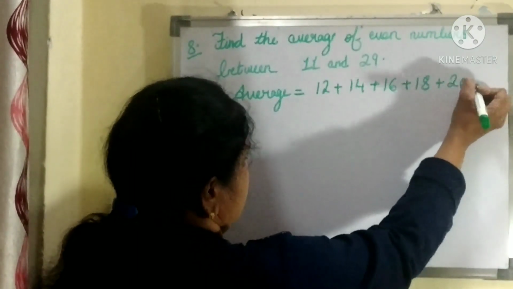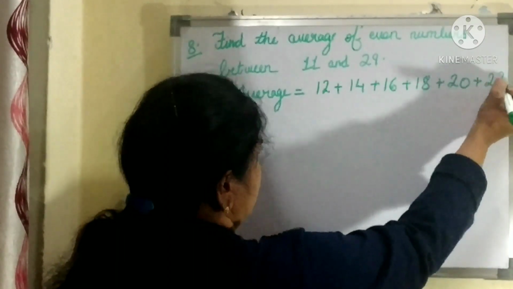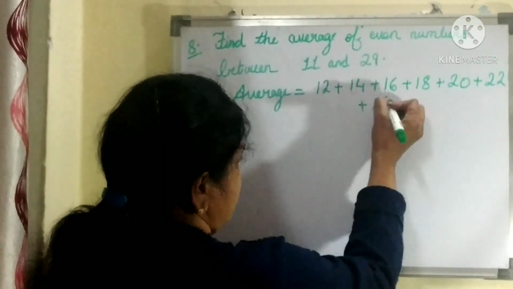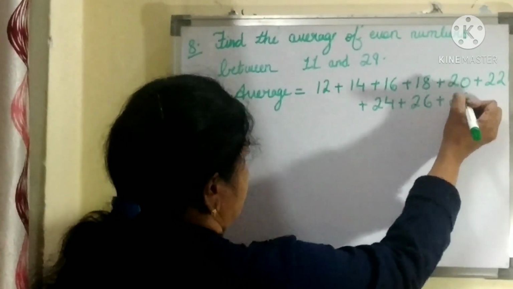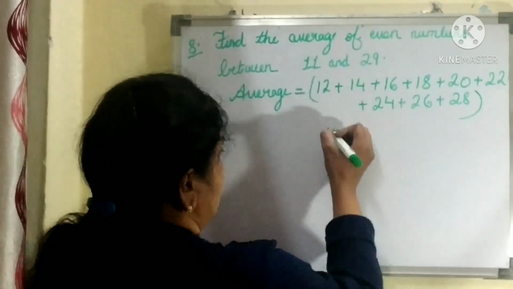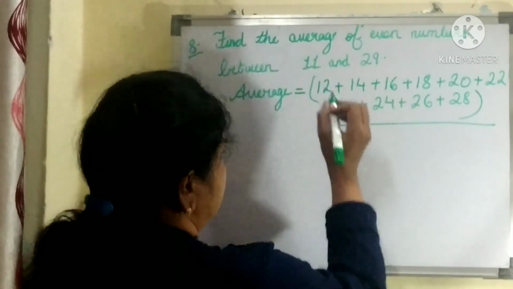20 is an even number. 22 is an even number. Then 24 is an even number. Then 26 is an even number. And 28 is an even number. So these are all the even numbers between 11 and 29.